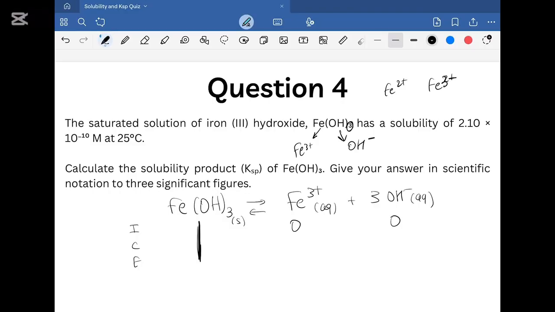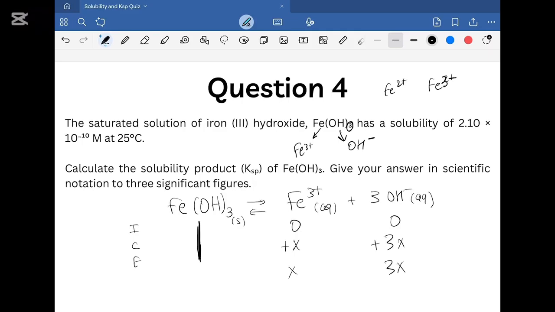Then the change is going to be over here plus X. Of course, the reaction is going to give ions, so it's going to be plus. And over here we are going to have plus 3X. Now we have X and 3X. And now I can use the Ksp.